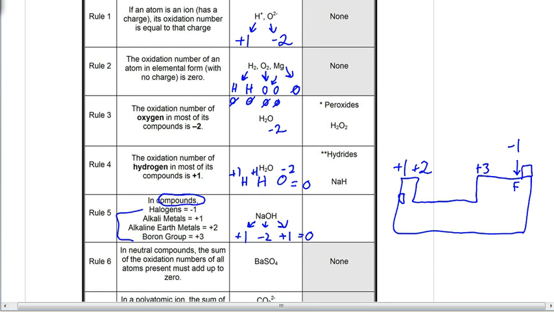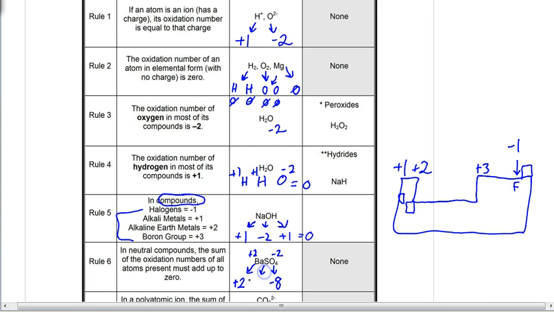In a neutral compound, meaning a compound with no exponent at the end, the sum of all the oxidation numbers of all atoms present must add up to 0. And so let's look at our example for rule number 6 here. We know that each oxygen is -2. So we'll put that up here. And there's 4 of them. So altogether, those oxygens are going to contribute -8. We know that barium is in column 2. So its oxidation number is +2.